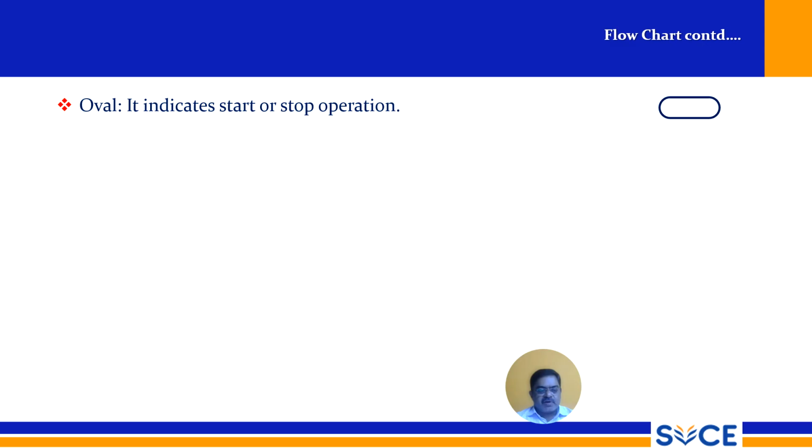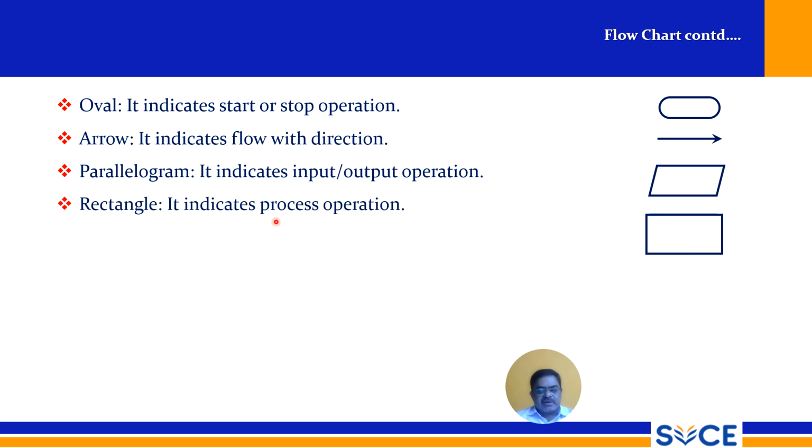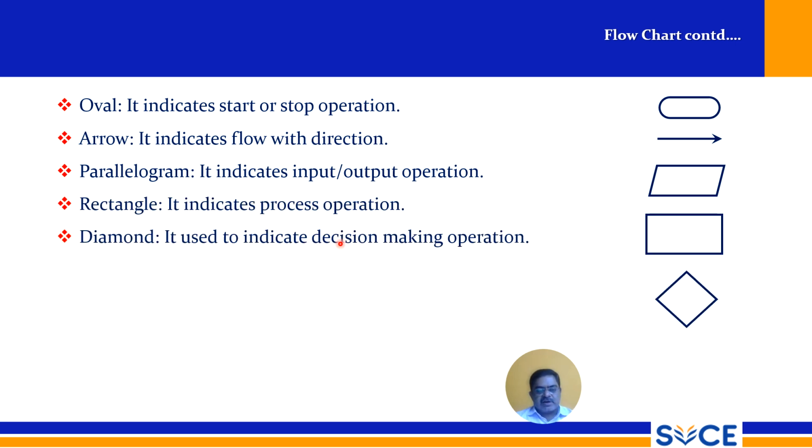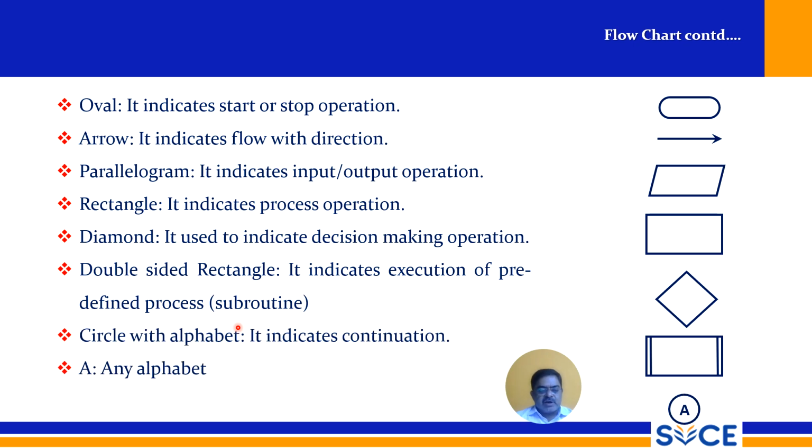These are the symbols. The oval indicates the start of the operation. The arrow indicates flow with direction. The parallelogram indicates input-output operation. The rectangle indicates a process operation. The diamond is used to indicate decision-making operations. The double-sided rectangle indicates execution of a predefined process, so it may be a subroutine. A circle with an alphabet indicates continuation, and this letter can be any alphabet, so you can use any convenient alphabet.